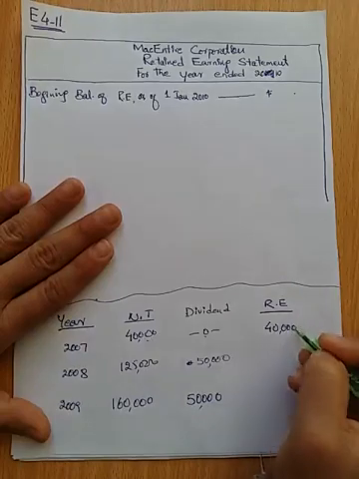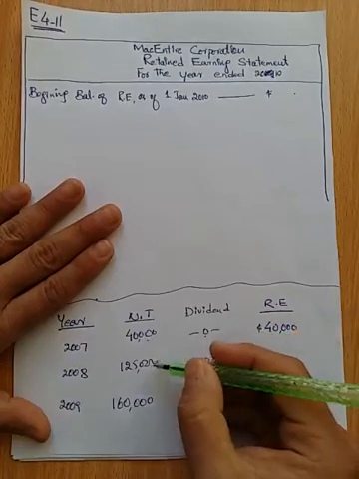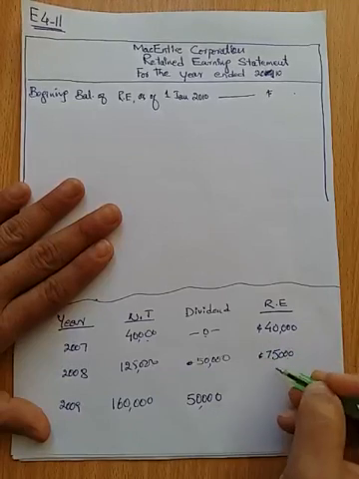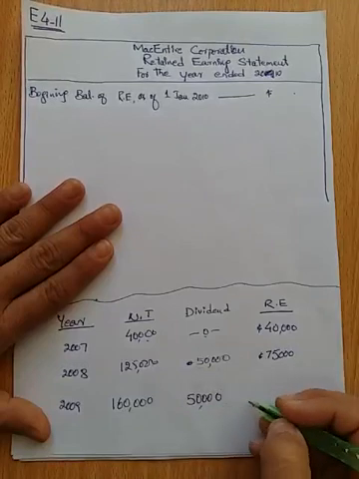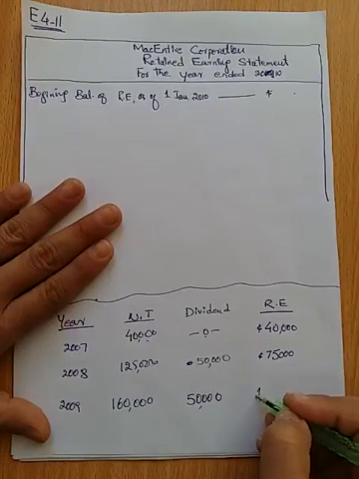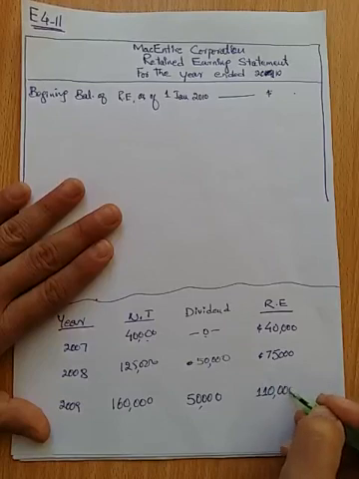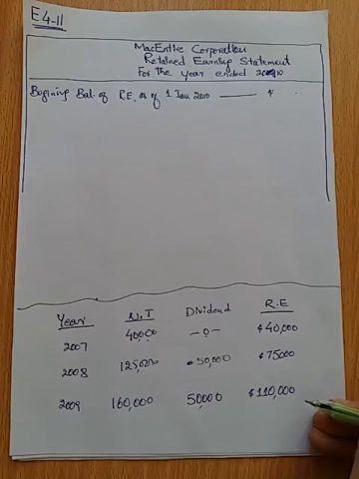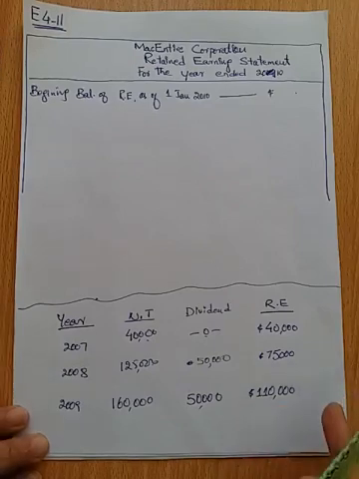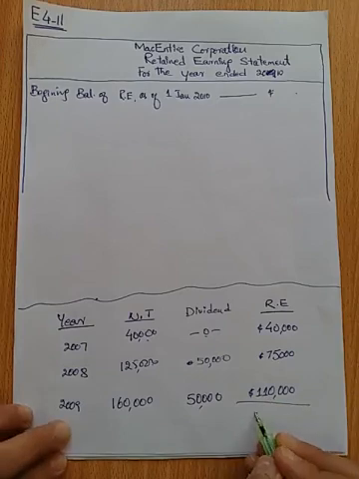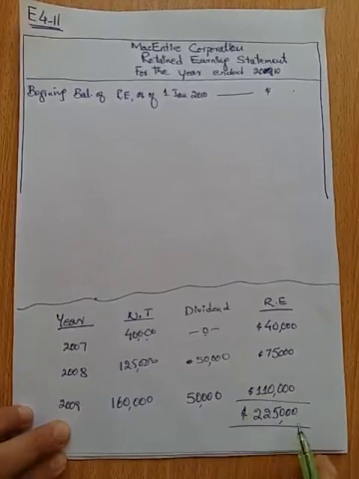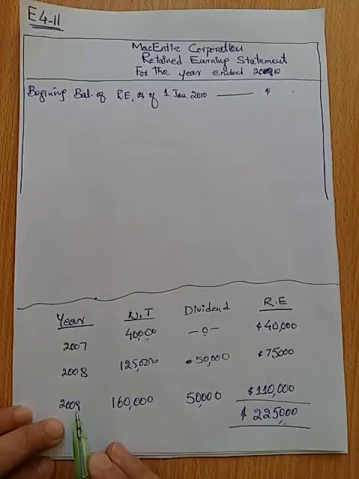So we retained $40,000 from 2007. Then $125,000 minus 50 is $75,000. We retained $75,000 from here, and $160,000 minus $50,000 is $110,000. Money was retained from the income of 2009 actually. Okay, so if I total it, it becomes $225,000. This is the total retained earnings of these 3 years actually, and that's like end of 2009.